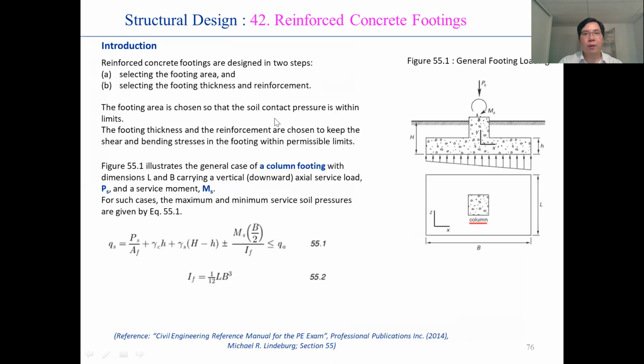Now, in this slide, I show you a reminder for the theory of the reinforced concrete footing. I show you in this slide some introduction about reinforced concrete footing, and in this part I show you the maximum and the minimum service soil pressure that are given by this equation. And here is the figure showing the general footing loading.